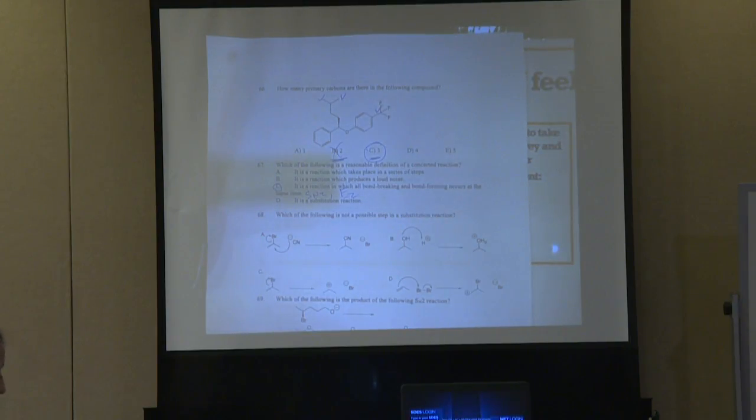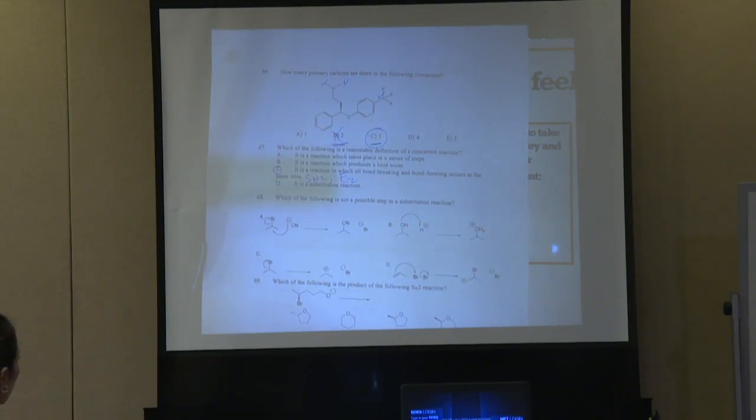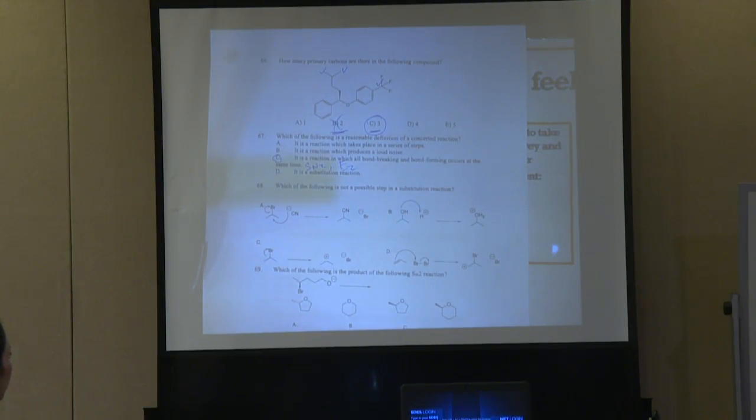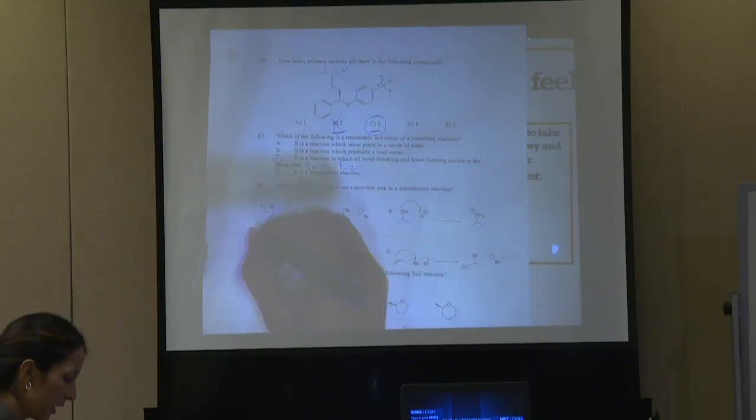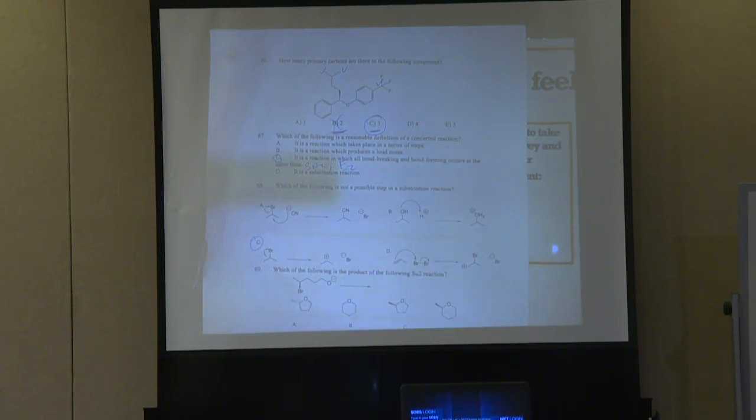All right. So which of the following is not a possible step in a substitution reaction? So this is just kind of mechanisms, right? So I heard C. D or B? D? Okay. Why? So who said C? Okay, why C?